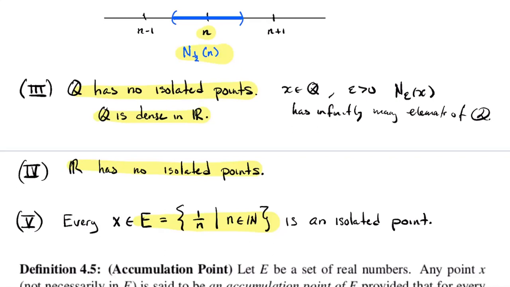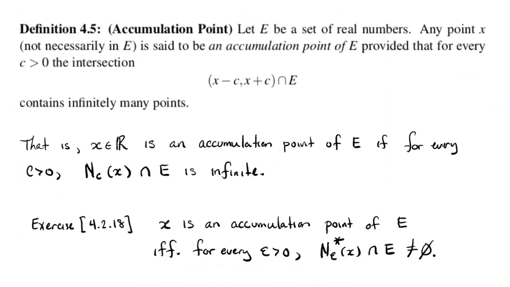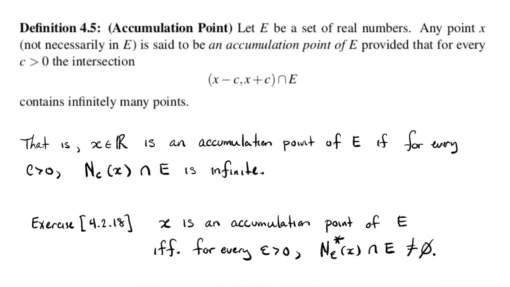Okay, so that's 2 of our 4 notions. Let's just keep going. You should stop the video and think through those examples carefully. The third notion is an accumulation point.